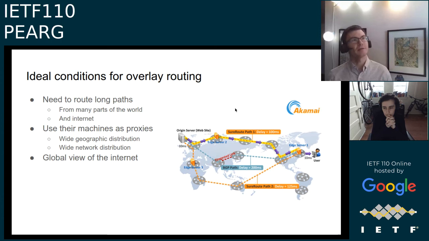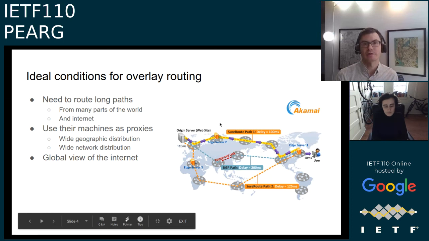And so what lets them do this, and why do they get a benefit from it? Well, Cloudflare, Akamai, CDNs need to route a lot of long paths. And these are long in two senses, geographically and in a network sense. And further, you need to be able to use your machines as proxies. And these machines need to be widely distributed across the network. And again, Akamai, Cloudflare et al. have an enormous distribution of many, many thousands of machines all over the internet. They're all very powerful, and so they have many potential proxies to use, but they also have a global view of the internet. They can, in real time, assess network conditions and use those to choose better routes.